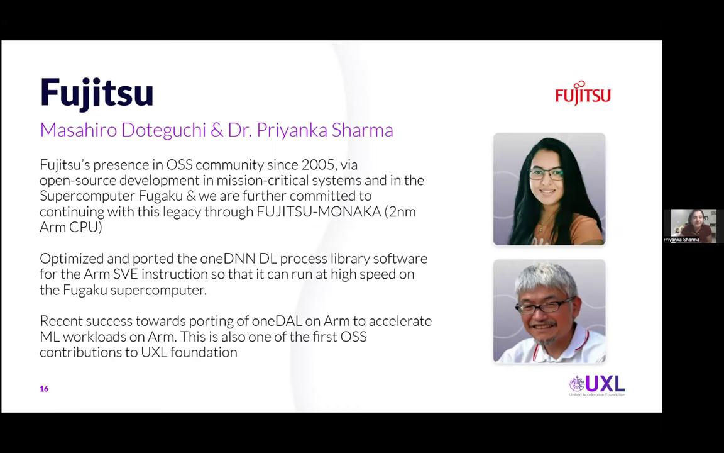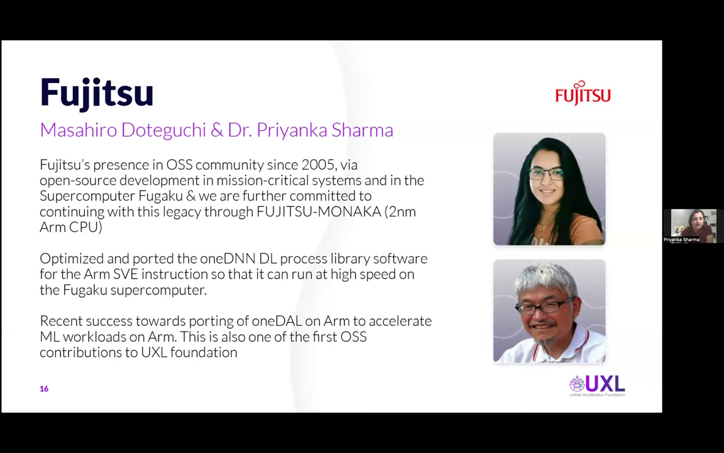Yeah, thank you very much, Rod. So my name is Priyanka Sharma, and I work as Director of Software Engineering and Head of the Monaka Software R&D Unit of Fujitsu Research of India. And with me, I have Masahiro Dutaguchi, who is also representing Fujitsu as a part of the same unit. And I'm proud to be working with the software R&D unit that has also contributed to developing the world's fastest supercomputer, which is Fugaku. Till 2021, for four consecutive terms, it had ranked at number one and currently at number four, and number one on various other benchmarks like Graph 500 and HPCG.